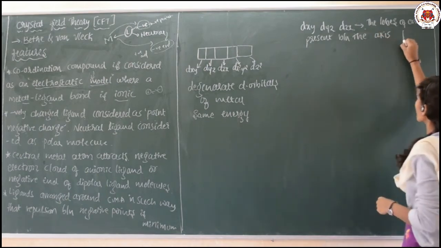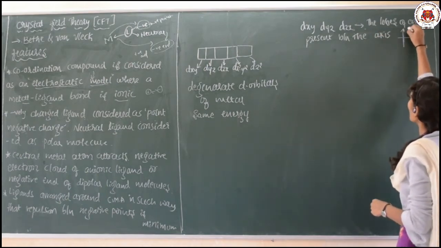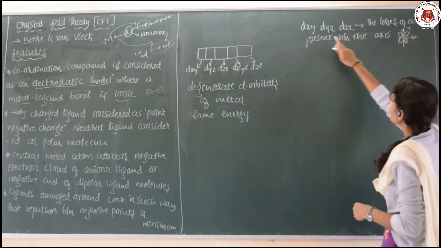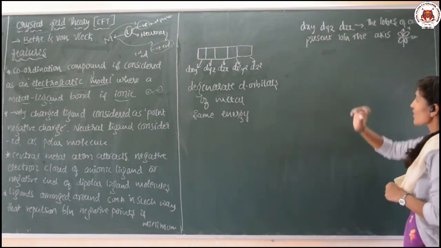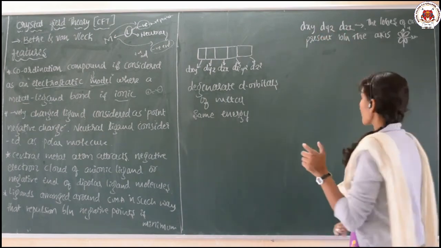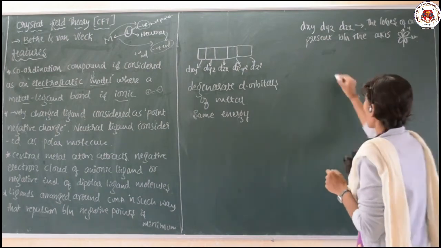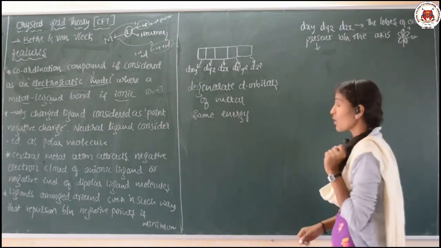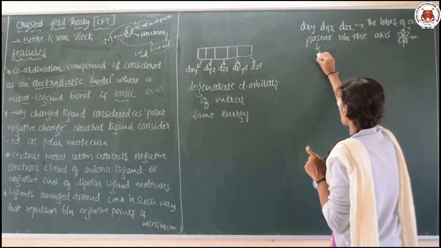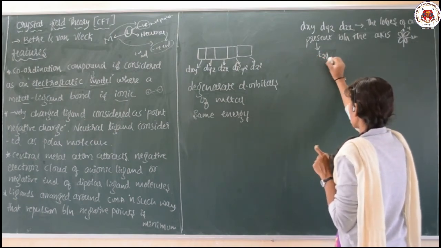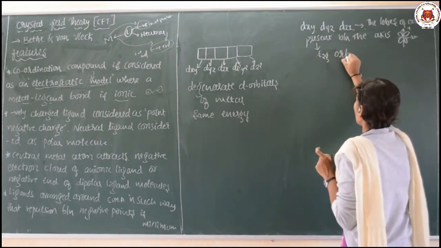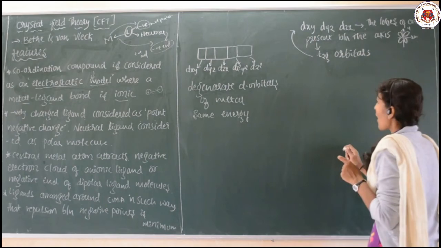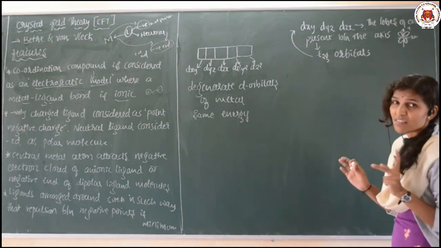Between the axes. For example, suppose this is x and this is y, and the lobes are present in between the axes like this. These are nothing but dxy, dyz, dzx. These are the 3 orbitals where the lobes are present in between the axes, and according to spectroscopy, this is the new term for you, this is called the T2g orbital. T2g includes the 3 orbitals which are dxy, dyz and dzx.